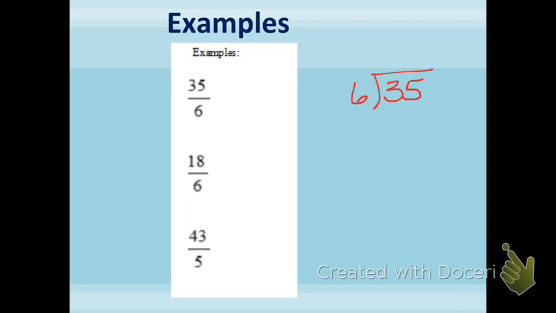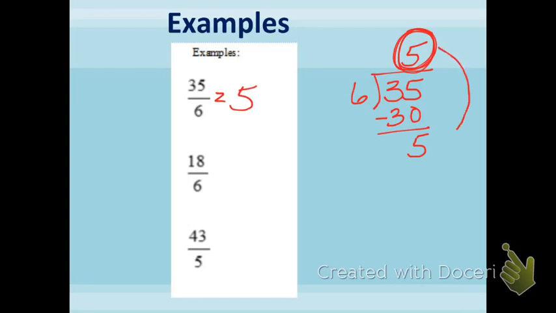All right, so 6 goes into 35 how many times? 5 times. That's 30. Subtract. We have 5 left. So our whole number is 5. It went in 5 whole times. That's what that number is. And then go around the world, remember? And it's 5 over 6, so our answer is 5 and 5 over 6. Okay?